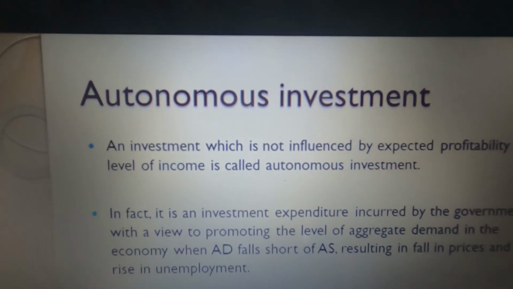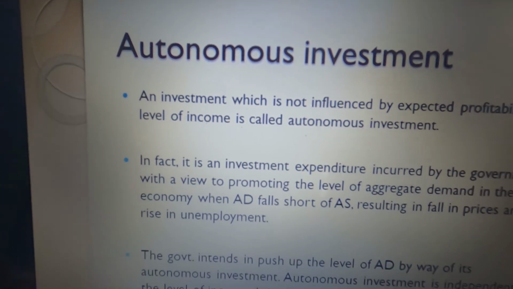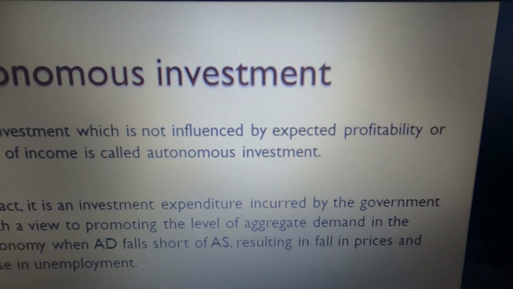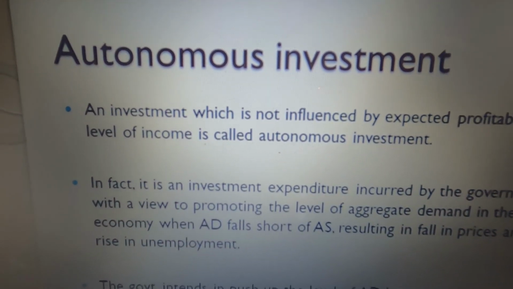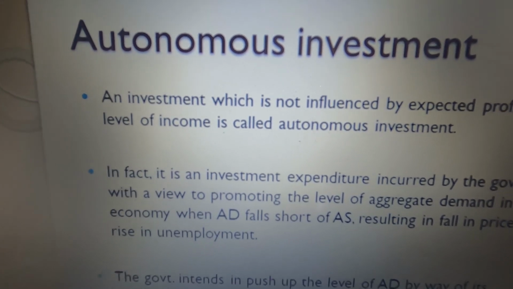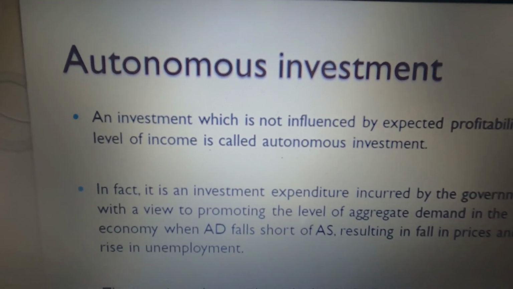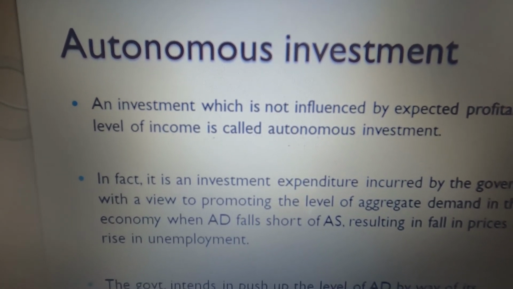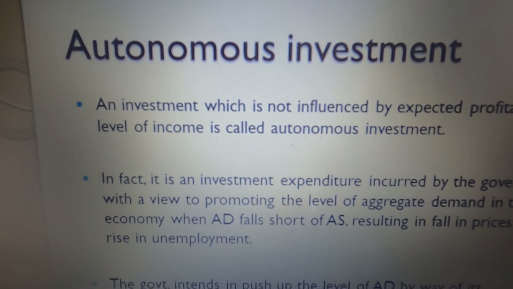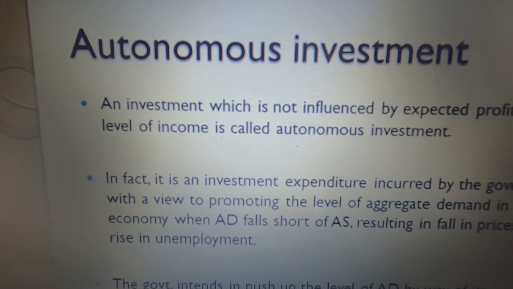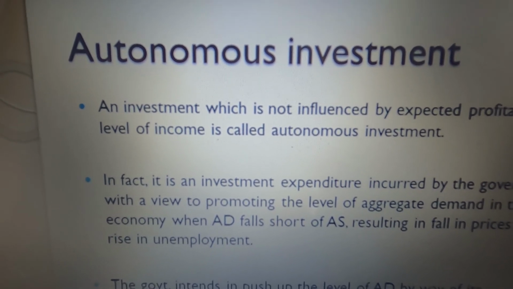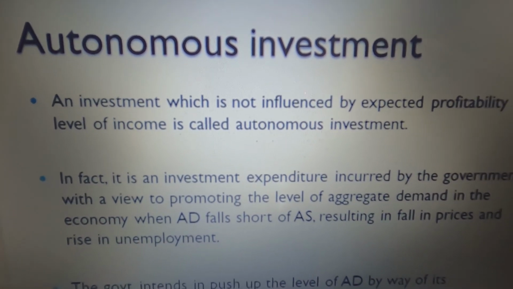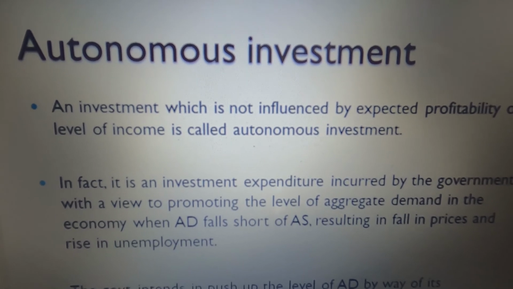Then we have autonomous investment. What is this autonomous investment? Autonomous investment, an investment which is not influenced by expected profitability or level of income, is called as autonomous investment. Now this investment is not related to income. Clear? Okay, whether income is there or not, investment will be there. And who does this investment? It is government. Is that clear? And government motive is not to earn profits.